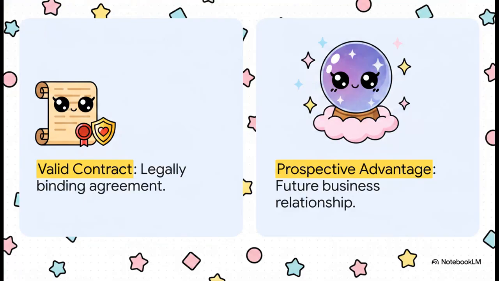Now, we have to contrast interfering with an existing contract versus interfering with a future prospective advantage. This is a massive distinction. Interfering with a valid existing contract requires showing the defendant intentionally induced a third party to breach it. But interfering with a future opportunity carries a much, much higher legal standard.